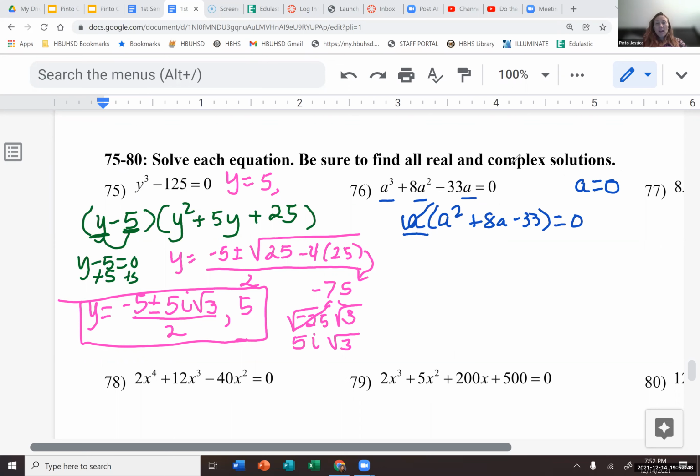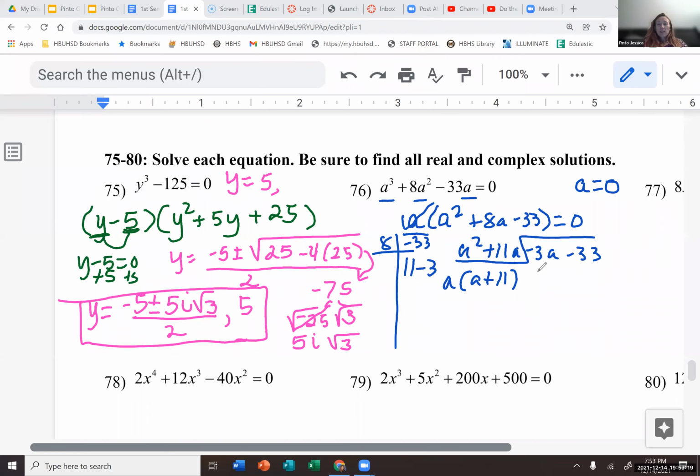Now I have this quadratic, A squared plus 8A minus 33 equals 0. I'm going to use factoring. So I've got negative 33, and I've got 8. That's going to be 11 minus 3. Yes, 11 minus 3 would be positive 8 and multiply. So I've got A squared plus 11A minus 3A minus 33. And then I draw the fence. Take out the A plus 11. This is a negative, so take out a negative 3. And then I have A, switch the sign, plus 11.